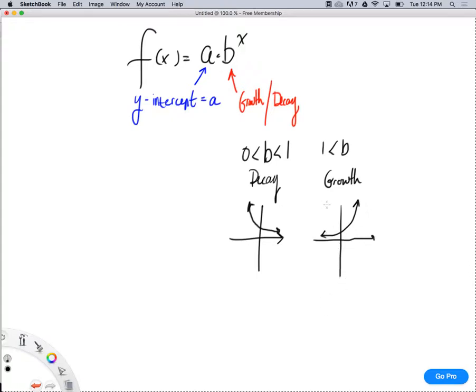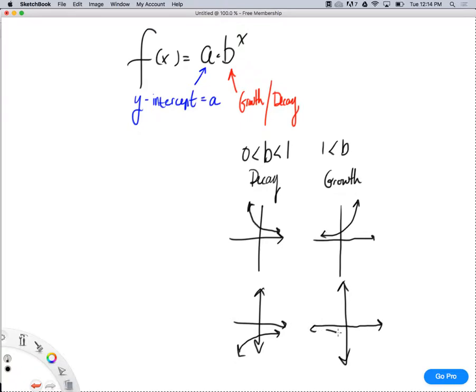And the only thing to really remember here as well is that if a is negative, then this whole thing gets flipped. And if b is in between 0 and 1, it'll look like that. And if b is greater than 1, it'll look like this. So this is when a is greater than 0, and this is when a is less than 0. I recommend you all have a piece of paper that has that on there, so just copy it down.